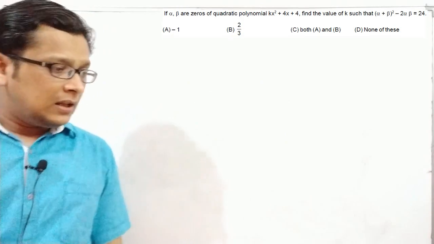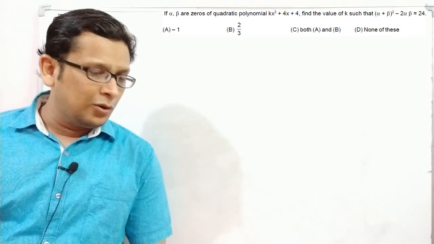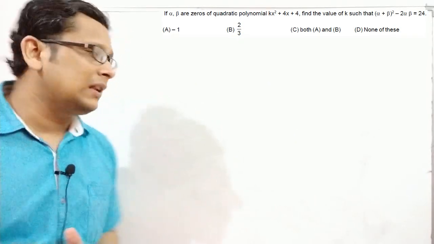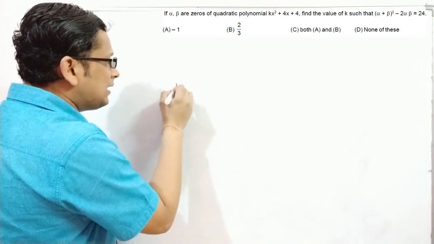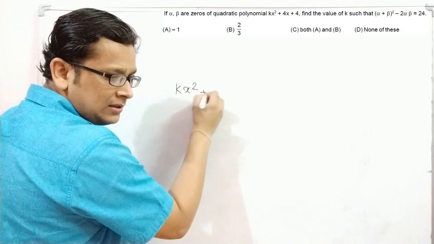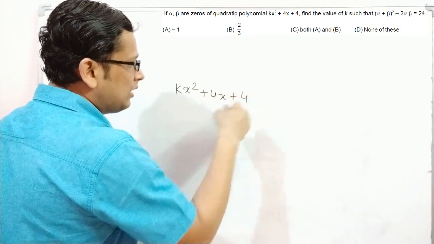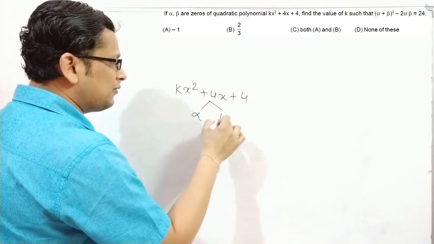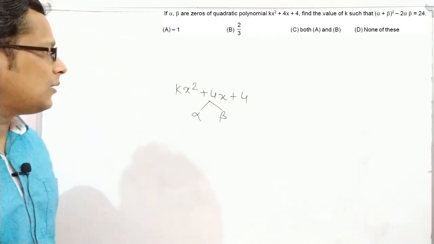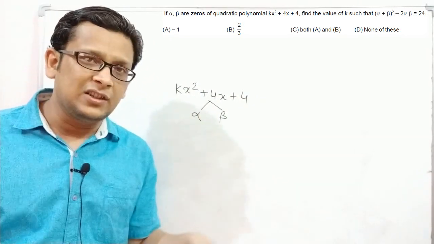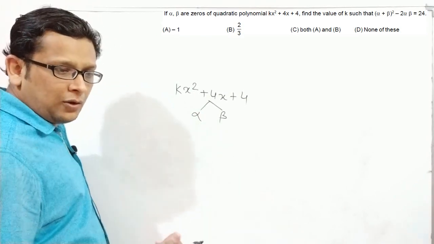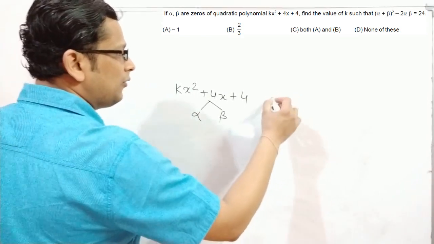The next question: if alpha and beta are the zeros of the quadratic polynomial kx square plus 4x plus 4, alpha and beta are the zeros of the given polynomial, and we have to find out the value of k.